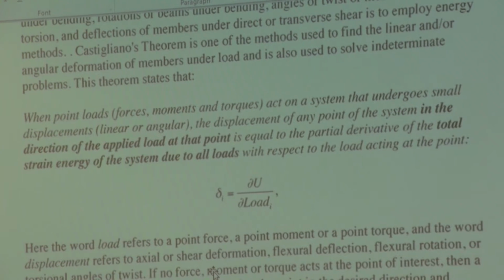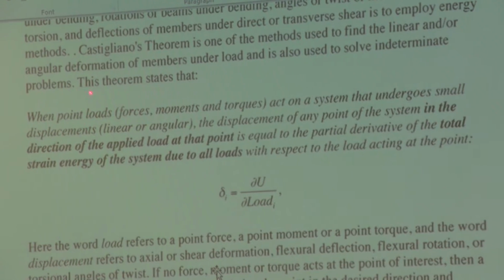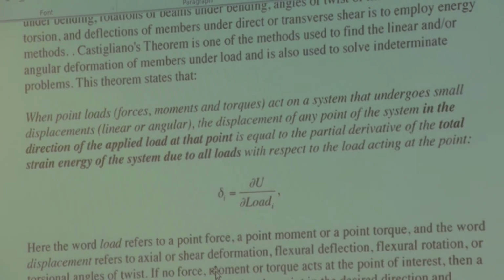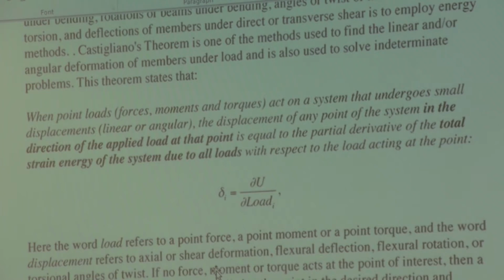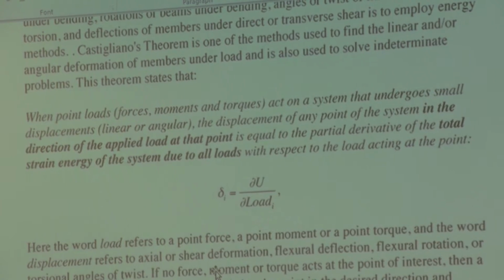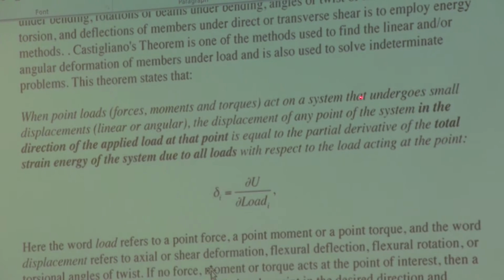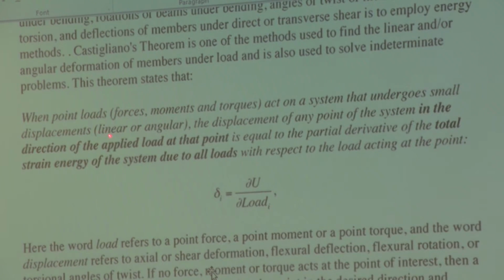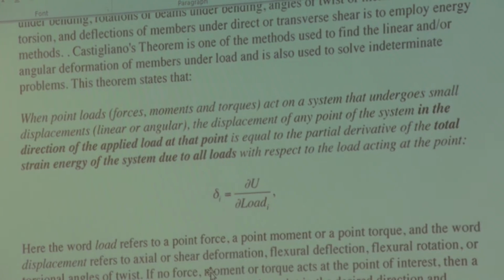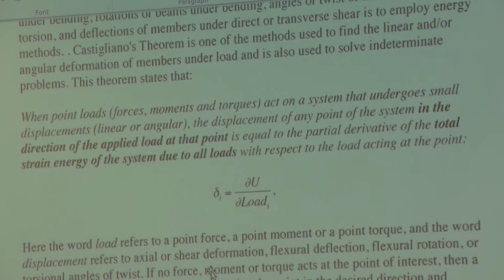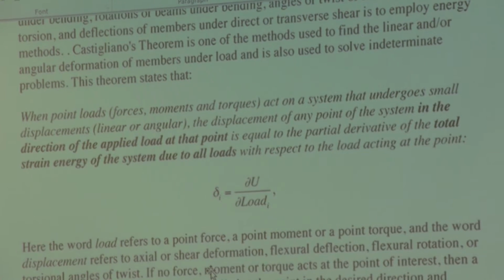Any kind of load. The important word here is point. You might want to underline that. When point loads, not distributed loads, point loads, act on a system that undergoes small displacements, linear or angular. In torsion, it would be angular. In bending, it would be at least partially angular. In axial loading, it would be linear.